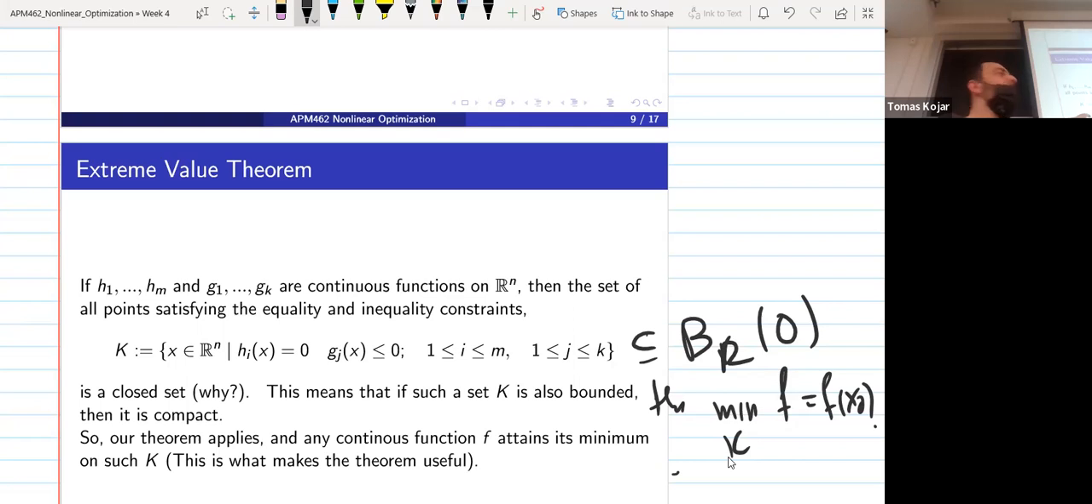You will have to prove in the homework that this is compact. Usually you just have to show it's bounded. The closed part will be very easy. Then you will say from the extreme value theorem, I know that there exists a minimizer. All right, thank you.